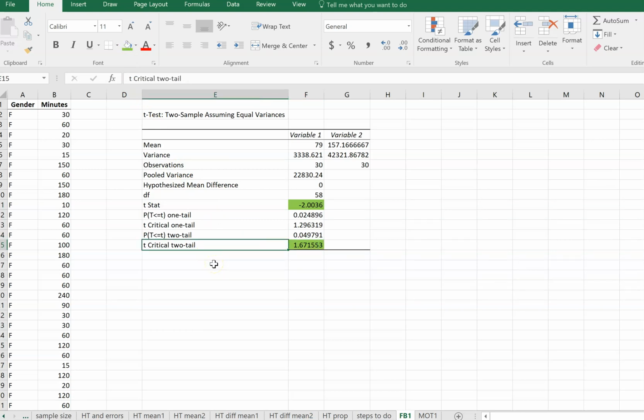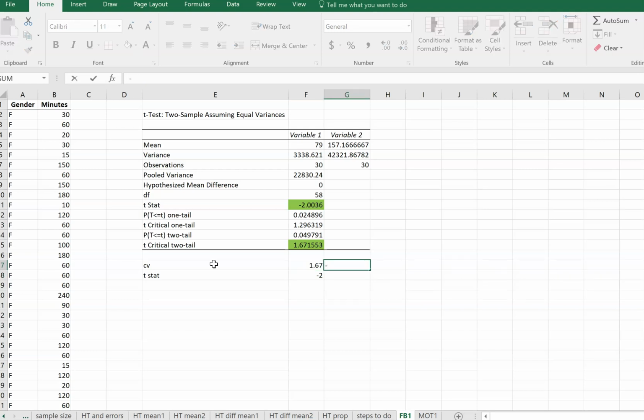By the way, this is a two-tailed test, right? We're doing a two-tailed test. It's also giving a one-tailed test. I'm not going to look at that. The two-tailed test is what I'm looking at because we're looking at a not equal. Is there a difference? So what I look at is I got the critical value. It's right there, 1.67. I got the test statistic. That was negative 2.00. Now, your critical value is 1.67.